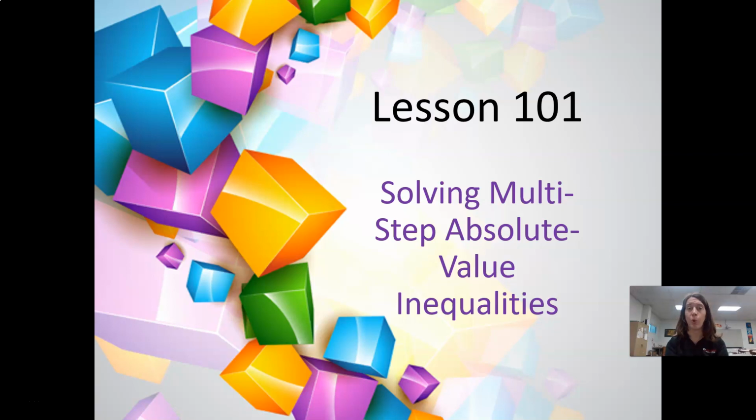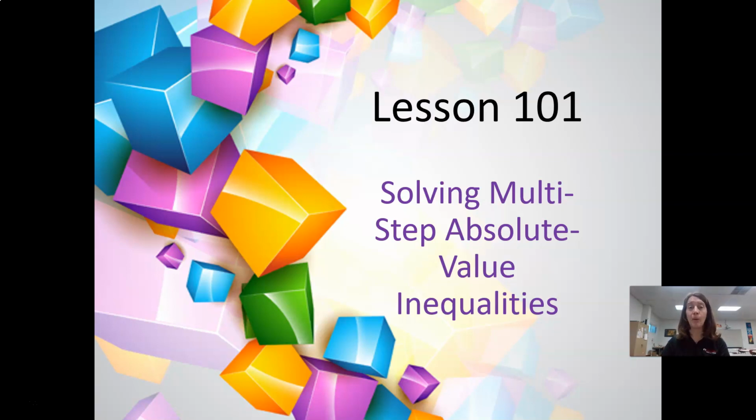Today we're going to get to lesson 101, where we're going to talk about multi-step absolute value inequalities. Now, this is actually a continuation of something we talked about just a few weeks ago from lesson 91. We just learned about basic absolute value inequalities. We'll see the same thought process as we're working through our lesson today. We just have a couple extra steps. That's why it's called multi-step absolute value inequalities.